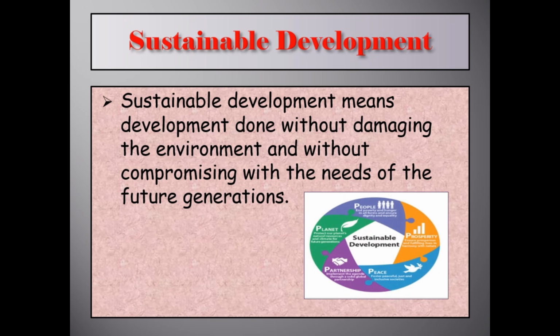People, prosperity, peace, partnership, unity, all can be enhanced and flourished by doing the sustainable development.